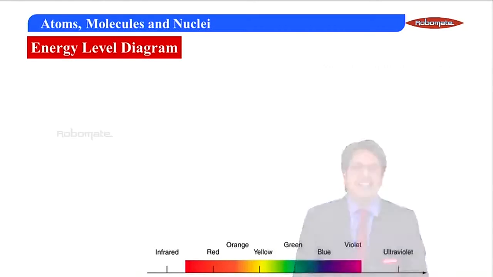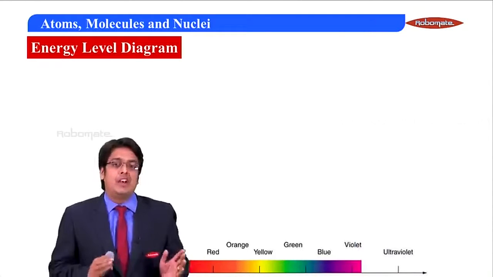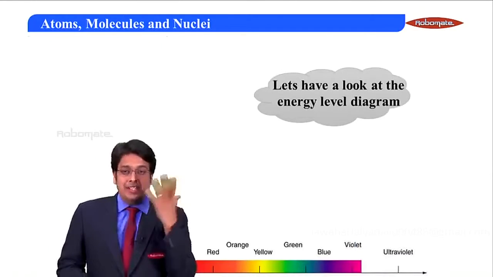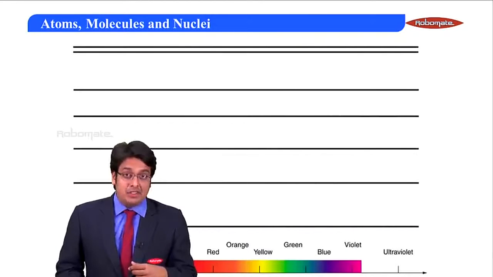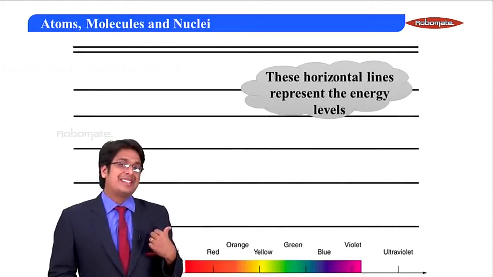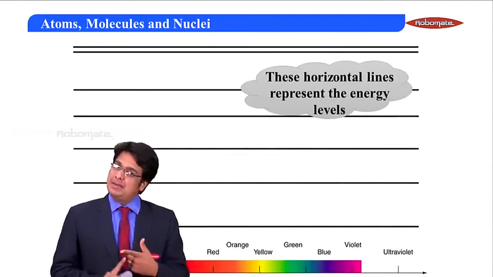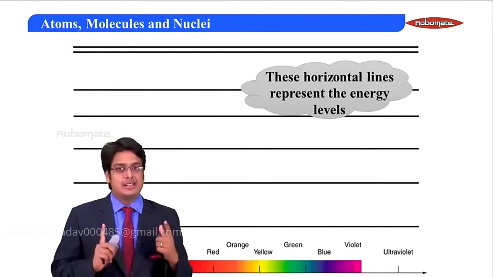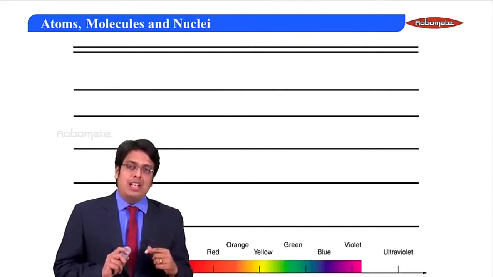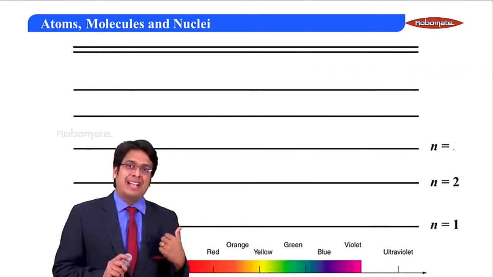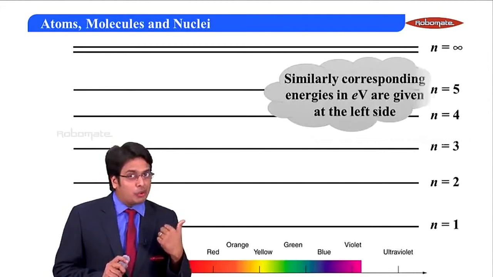Okay, so basically in the energy level diagram, you know the electromagnetic spectrum. We have UV rays, we have visible light, and then we have infrared. Now let's have a look at the energy level diagram. These horizontal lines represent the energy of the orbit. Please remember, energy level of orbit or energy of the electron is one and the same. So, let me name these as orbit numbers. Those orbit numbers are given on my right hand side as n1, n2, n3, and so on.